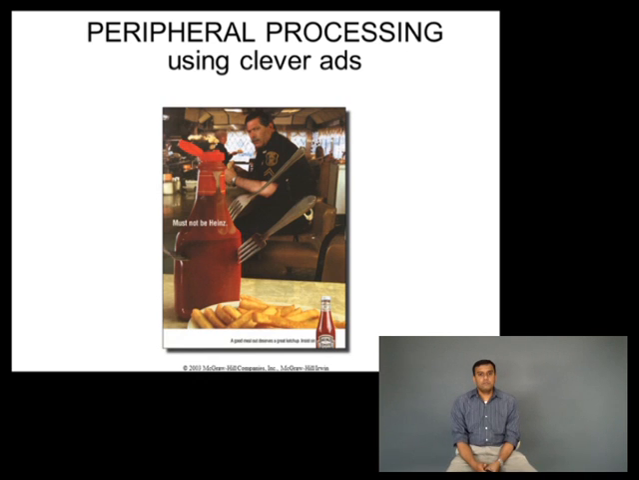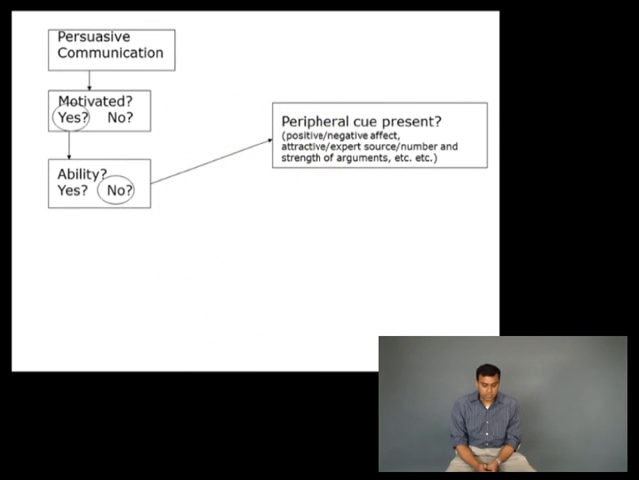And if people do not have the ability, and they're motivated but do not have the ability, so for example, color printers was one such category where people that print at home are motivated to know about it but do not have the ability to figure out all the different kinds of specs that a color printer has, then too you go in for a peripheral cue. And using celebrities is a good way to go.